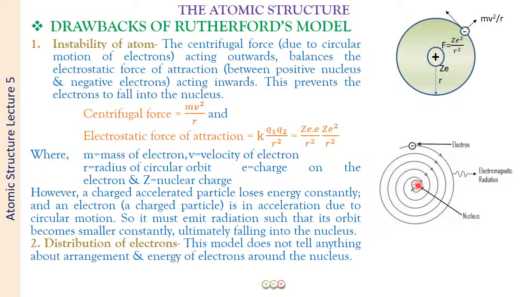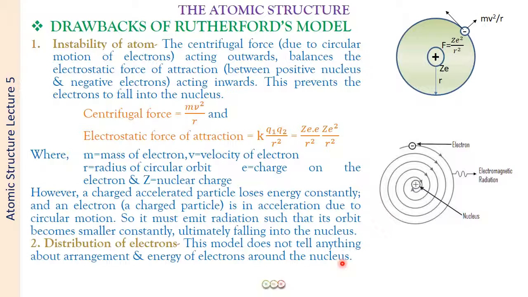So the Rutherford model could not explain the stability of the atom, and hence this is an important drawback of Rutherford's model. And then the Rutherford model could not explain the distribution of electrons. That is, it does not tell anything about the arrangement and the energy of electrons around the nucleus. So these are basically the drawbacks of the Rutherford model.